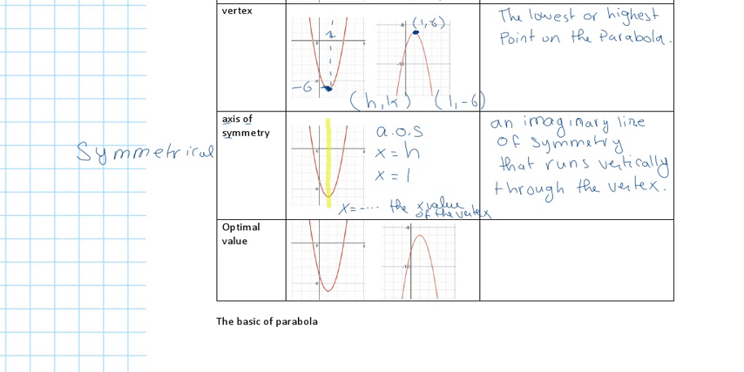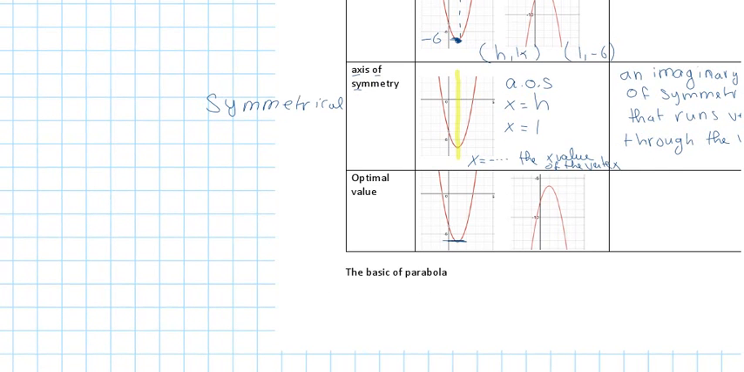Now the optimal value, right? An optimal value means it's the best, or it could be the highest, or it could be the lowest, but it's the best. It best represents the situation, okay? So in this case, my optimal value could be either a maximum value or a minimum value. When I'm looking at the optimal value, I'm looking at the y value, so it could be a min or a max.